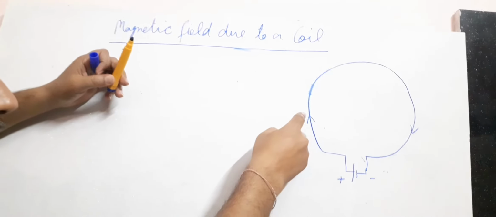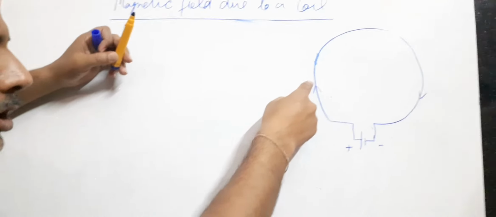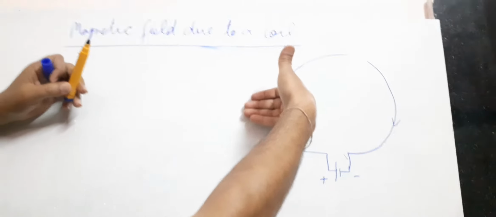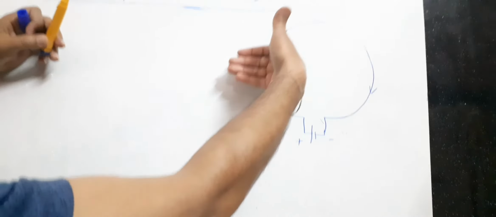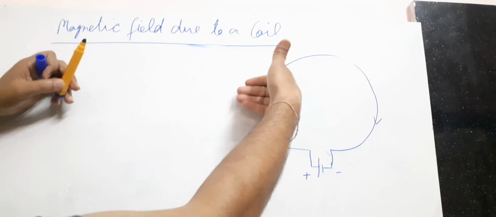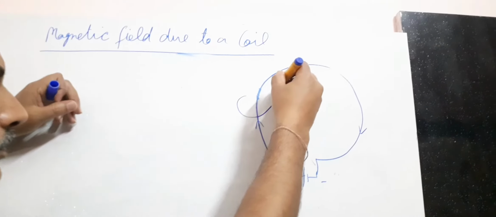Suppose you want to find the direction of magnetic field on this particular arm, then you will hold it like this in your right hand. The thumb is pointing in the direction of current, then the direction in which the fingers curl will give the direction of magnetic field, means you will mark it like this.